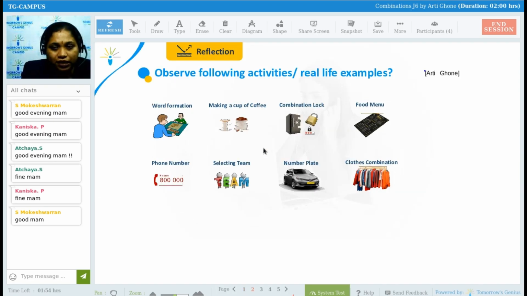Now, let's have some reflection. There are some examples or real life activities you're observing on the screen. You need to categorize these activities into which are under permutations and which are under combinations. Got it clear? Okay. So everyone start and tell me the set of permutation examples and the set of combination examples.